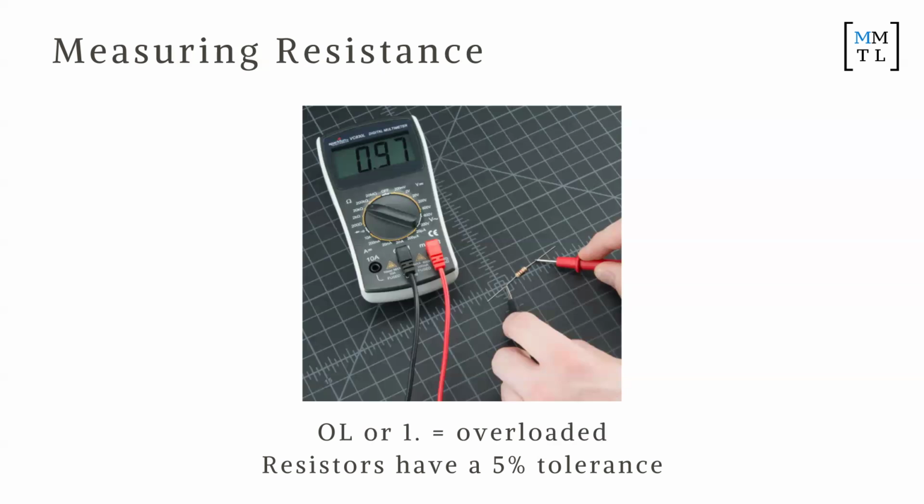Yeah, so again, resistors have 5% tolerance, so we have to find a particular one, right? But again, if it's overloaded, then we'll say 1 dot.